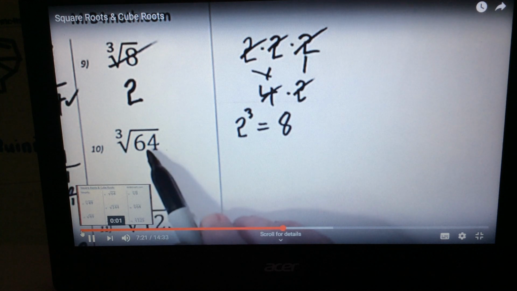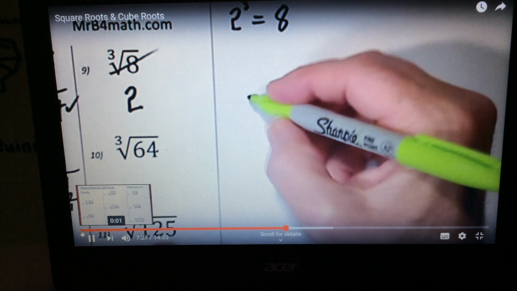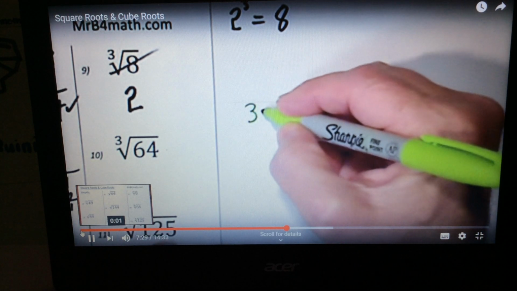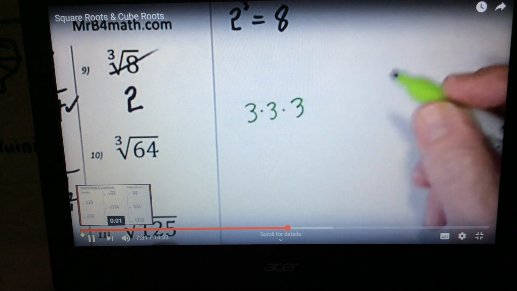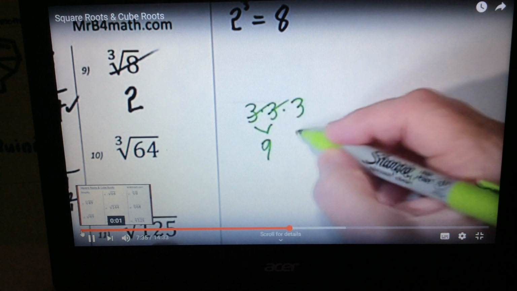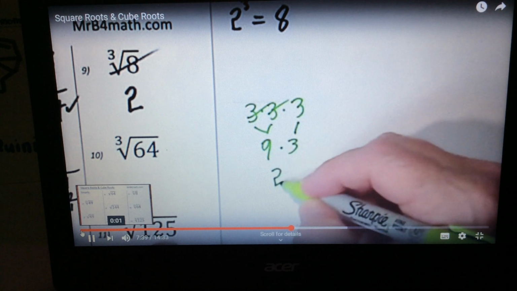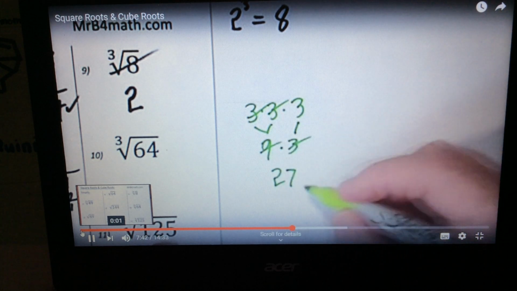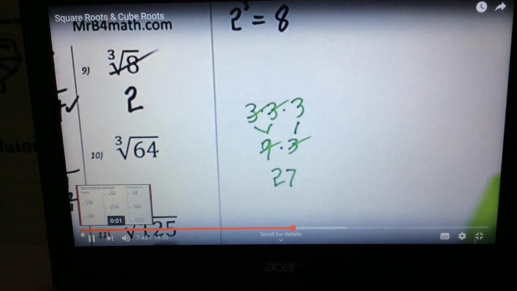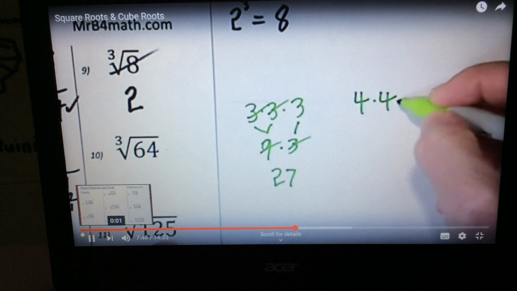The cube root of 64. We'll try 3 times 3 times 3. 3 times 3 is 9. Bring that down. 3 times 9 is 27. That's not what we seek. We'll try 4 times 4 times 4.